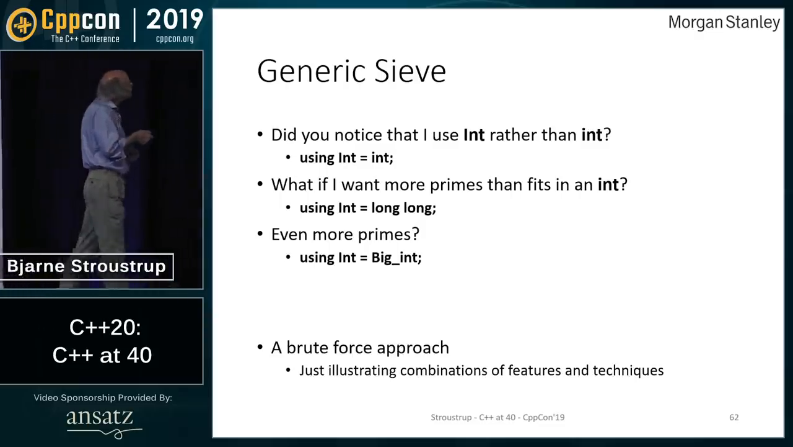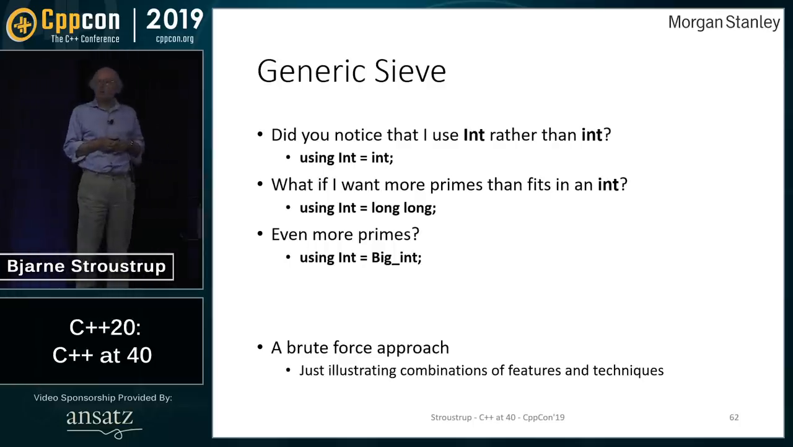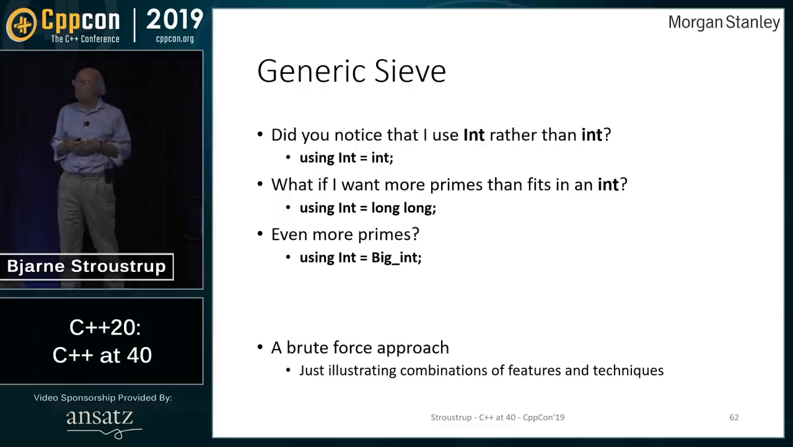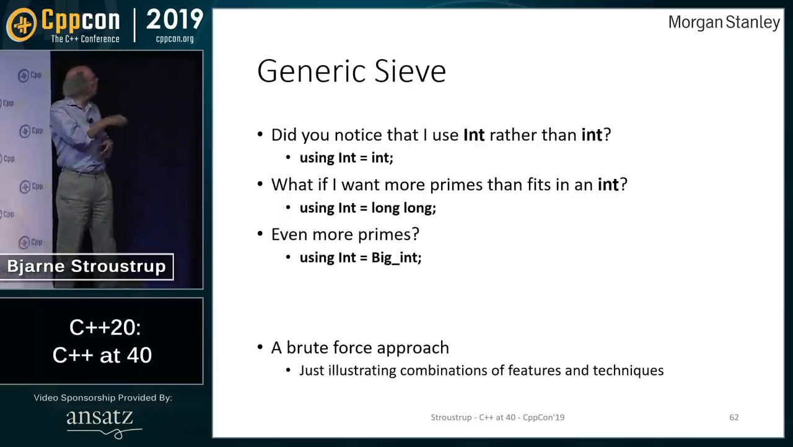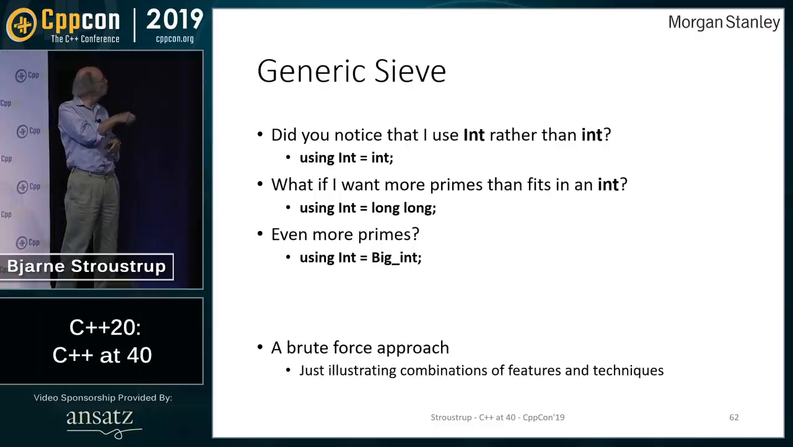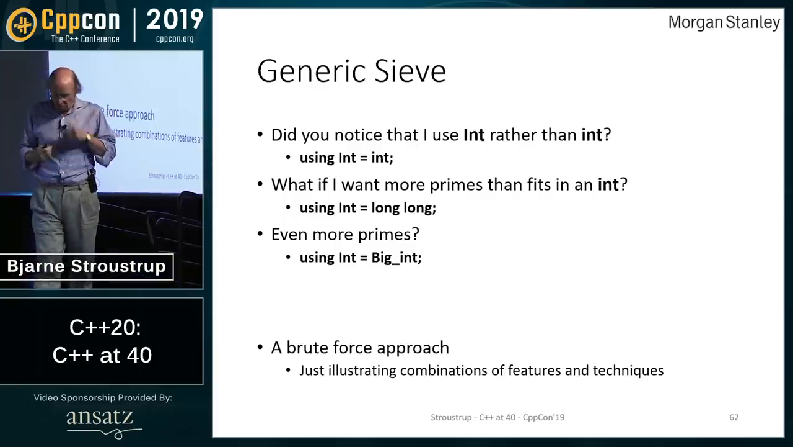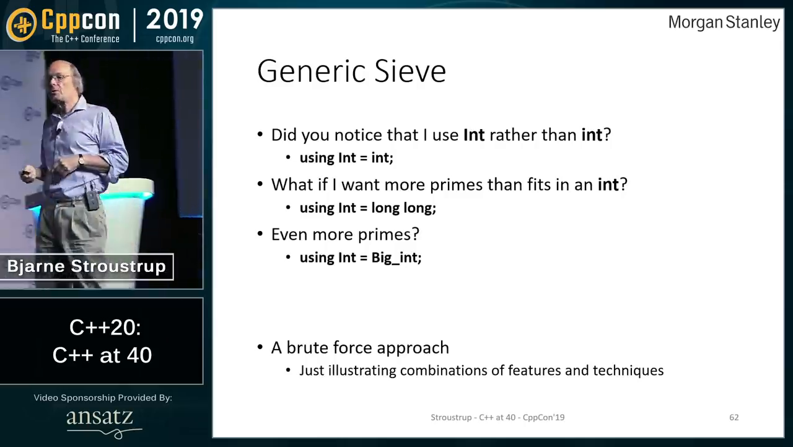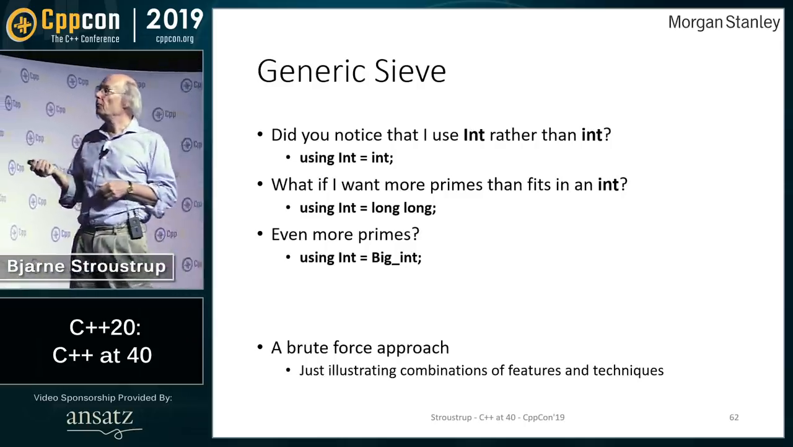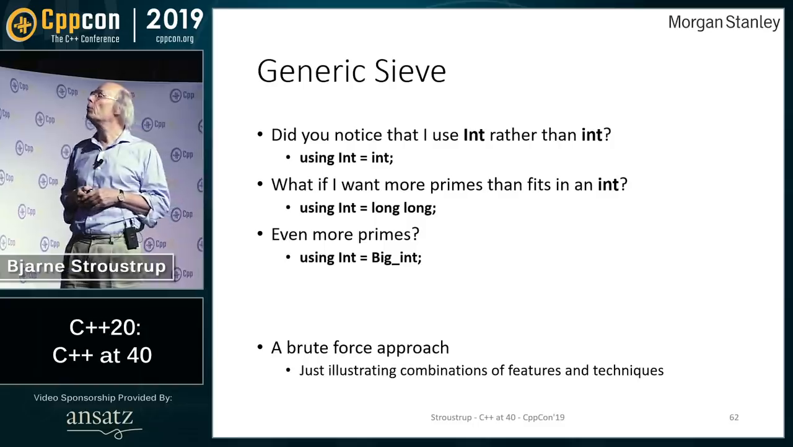I wasn't actually using integers. I was writing generic code, fairly primitive generic code. I had a using int being integer. But what if I wanted more primes? I could use a long simply by aliasing long instead of int. And I could use my infinite precision integer if I really wanted big primes.